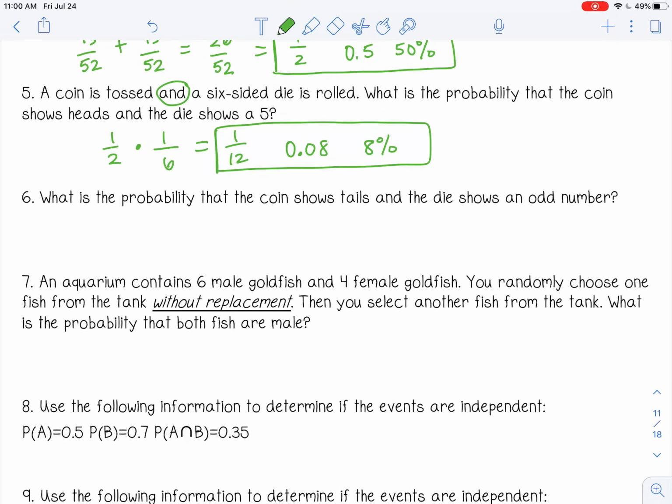Number 6, what is the probability that a coin shows tails and the die shows an odd number? So this is another and problem. So coin shows tails, that's 1/2, times, because it's an and problem, the die shows an odd number. Okay, so think about how many odd numbers there are on a die. There are 3 out of 6. So 1/2 times 3 out of 6, that would be 3 out of 12, or 1/4, which is 0.25, or 25%.